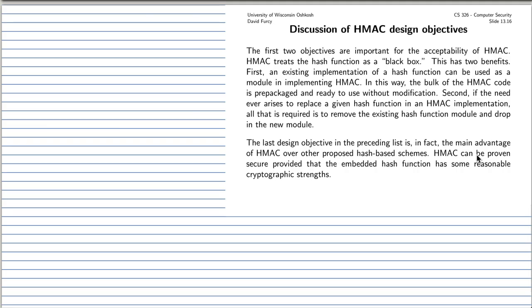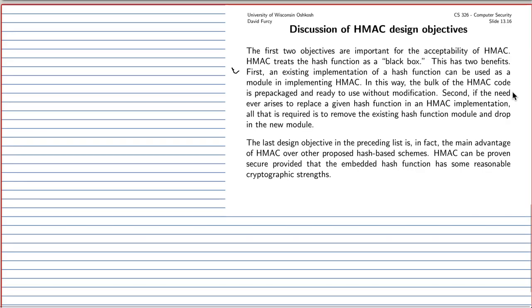The first two objectives are important for HMAC to be widely acceptable. What this means is basically that the hash function should be a black box from the perspective of the HMAC algorithm. And this has two benefits. The first benefit is that you should be able to use the hash function unchanged. It's really a black box. You don't even need to know how it works. You just plug it into your HMAC algorithm.